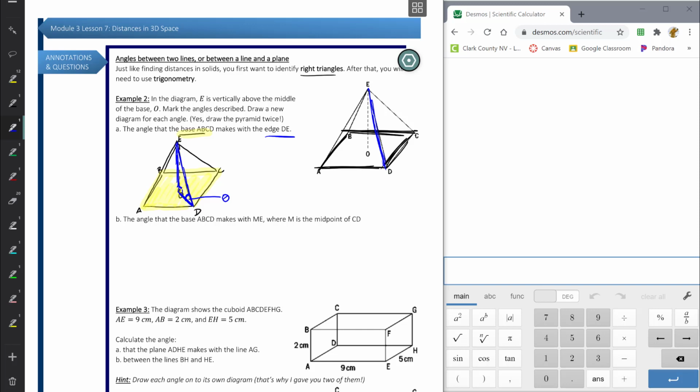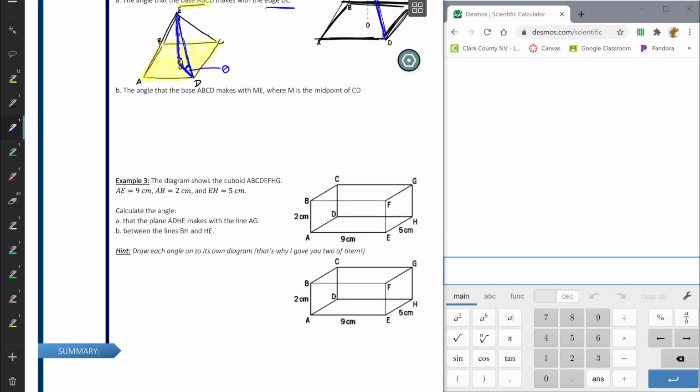So the first one that we want to do is calculate the angle that the plane ADHE, this here, I want to calculate the angle that's made with that and the line AG. So I'll draw that connecting part. Now, the temptation might be to draw this. But that's not really the right triangle that we're going for here. That's not the angle that's being made.